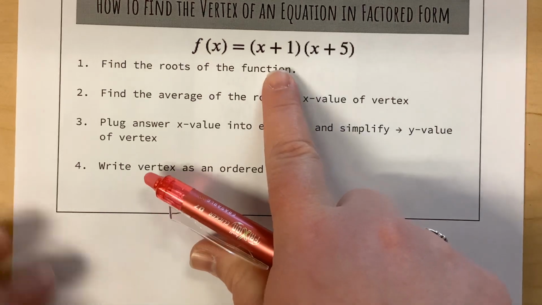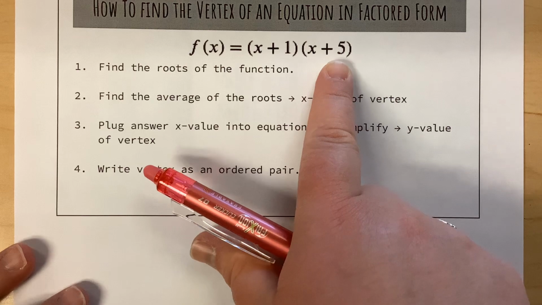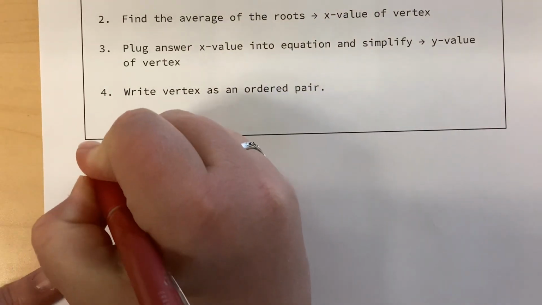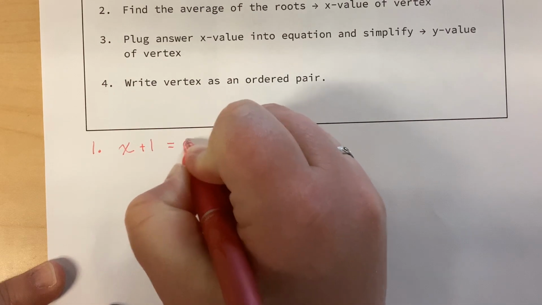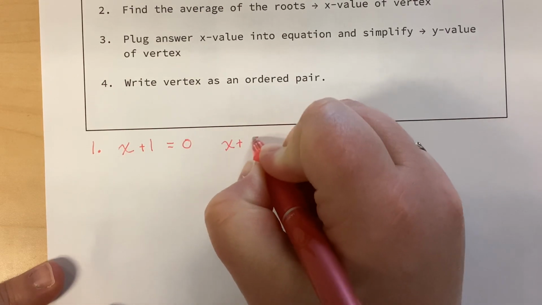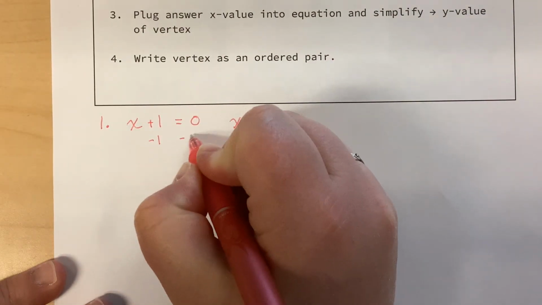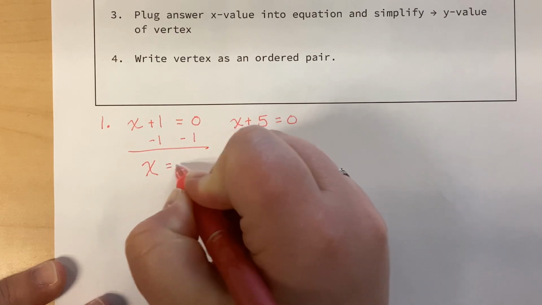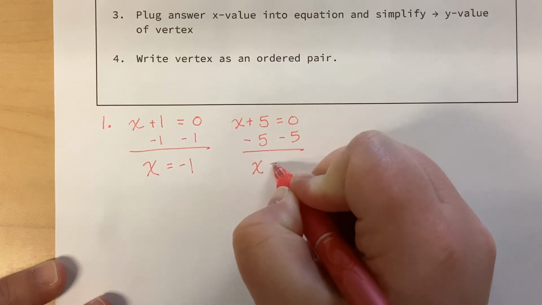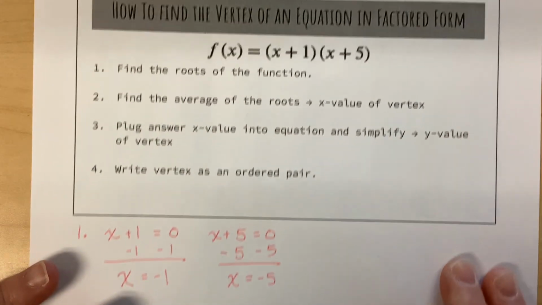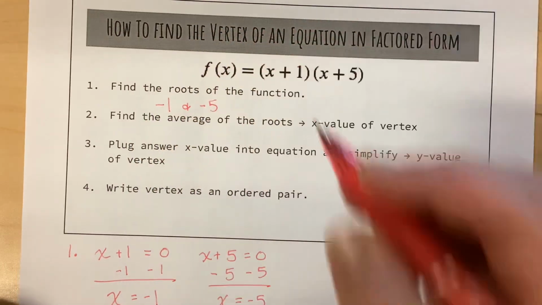Okay? And the way that that works is by taking each set of parentheses and setting it equal to 0 and solving. So let's do that down here at the bottom of the page. So we have x plus 1 equals 0, and we have x plus 5 equals 0. And these are both only one-step equations. I'm going to subtract 1 over here to get x equals negative 1, and subtract 5 here to get x equals negative 5. So the two solutions for this function are negative 1 and negative 5.